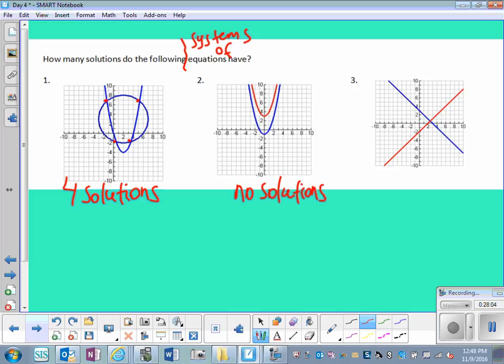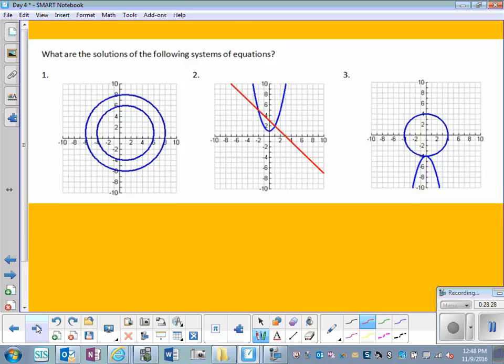And finally, the last example, number 3. Leah, how many solutions does this system of equations have? 1 solution. You have 2 lines and they cross in exactly 1 point. 1 solution. Questions about this? Okay.